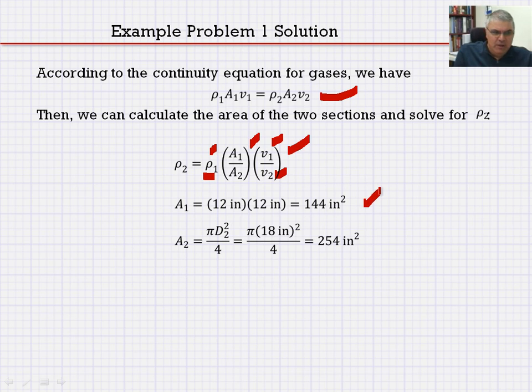A1 is 144 square inches. This is because it's a square cross section, and the dimension given is 12 inches, so we simply square that. For a circular pipe, the area is pi d squared divided by 4. In this case, we call that d sub 2, not to be confused with A1 or the dimensions given for the first cross section, the square one. So here, pi times 18 squared divided by 4, 254 square inches would be the area.